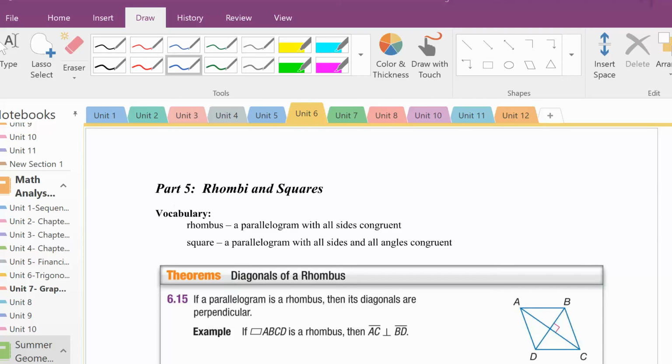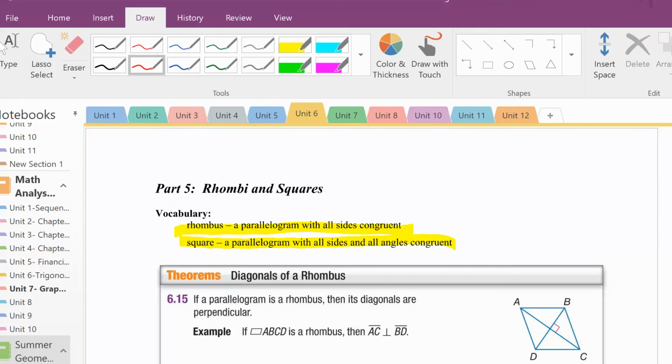Welcome to Unit 6, Part 5. We're going to talk about a rhombus and a square. And so some definitions here. A rhombus is a parallelogram with all the sides congruent. And then a square is a parallelogram with all sides and all angles congruent.